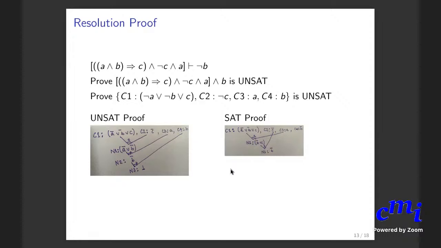Sir, this looks like it should be faster than exponential. It should be what? Unsat proofs should be faster, should not be exponential, I think.